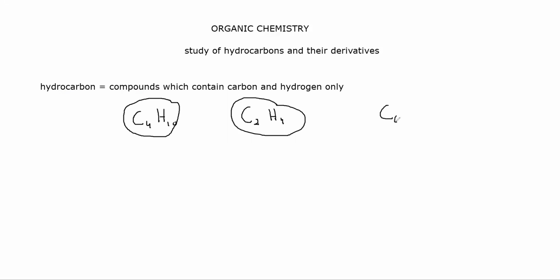But if I write C6H12O6, which is the formula for glucose, is it a hydrocarbon? C6H12O6, is it a hydrocarbon? No, it's not a hydrocarbon. Why? Because it also contains oxygen. So basically hydrocarbon means the compound which contains carbon and hydrogen only.